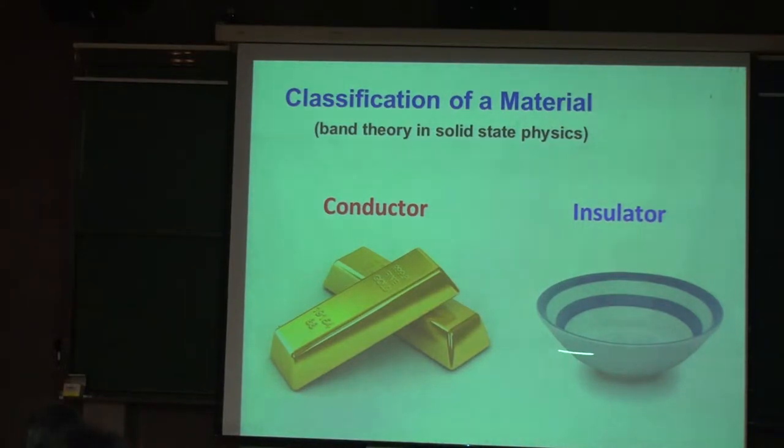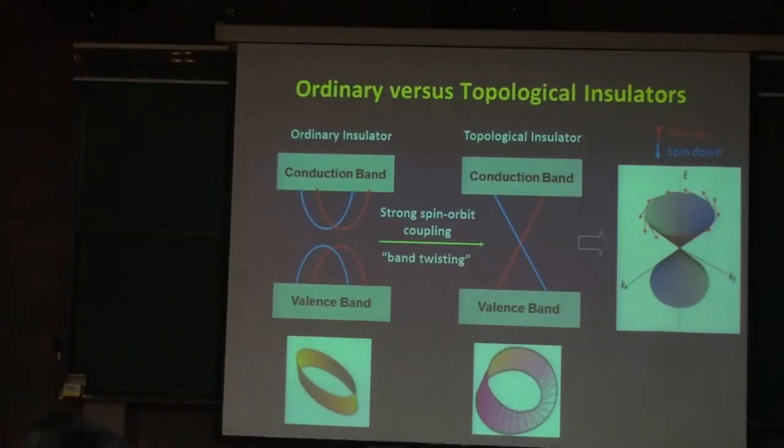So for the transport along the Fermi energy, there is no electronic state. That's why you get the insulating property if you measure the transport. So this is a very simple classification. But from this classification, you can understand most of the conductivity you measure.